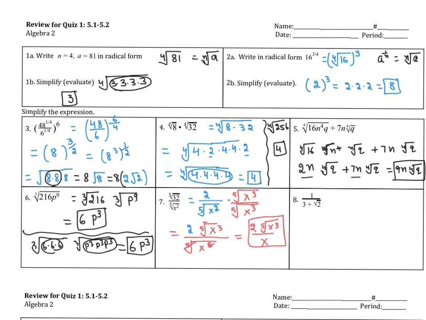Question number 8 is to remove the radical from the bottom. You need to multiply its conjugate on top and bottom. So the conjugate of 3 plus square root 2 is 3 minus square root 2, on top and bottom. You get 3 minus square root 2 on the top, and on the bottom you apply a plus b times a minus b, so that's 3 squared minus square root 2 squared. So you get 9 minus 2, and that is 7. Your final answer is 3 minus square root 2 over 7.